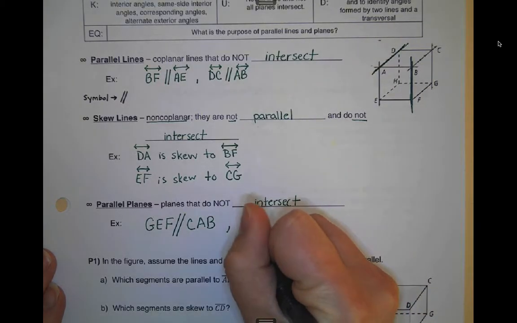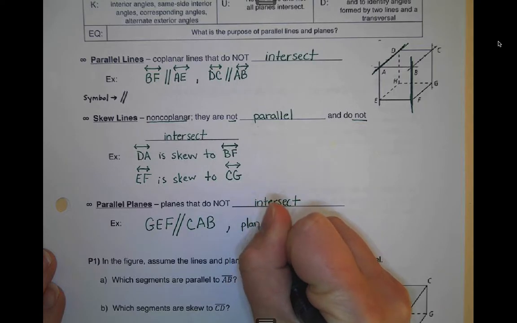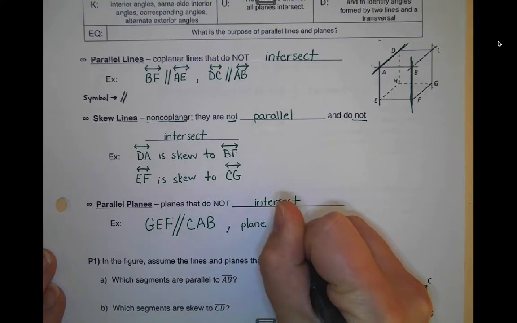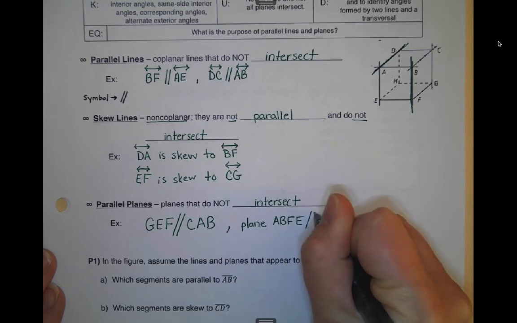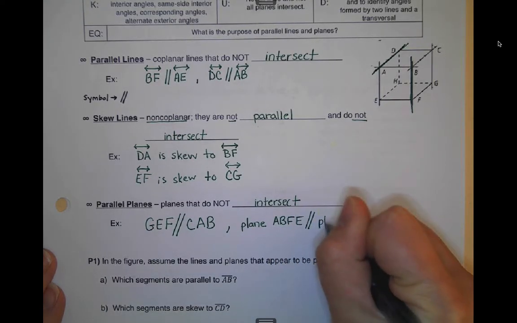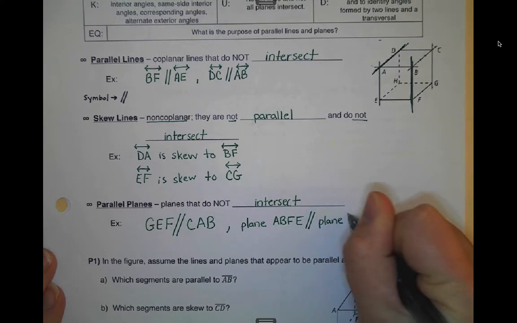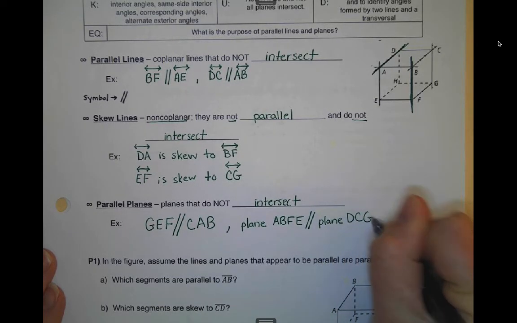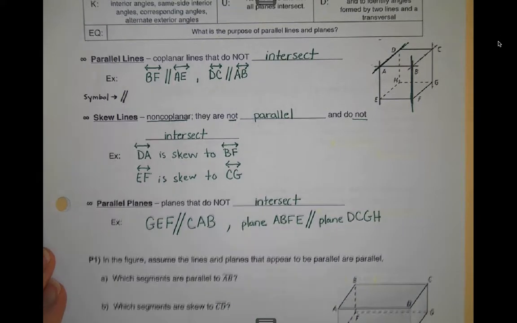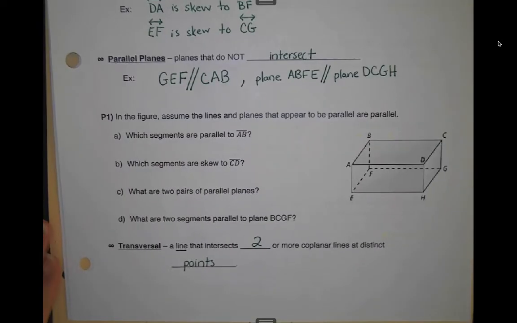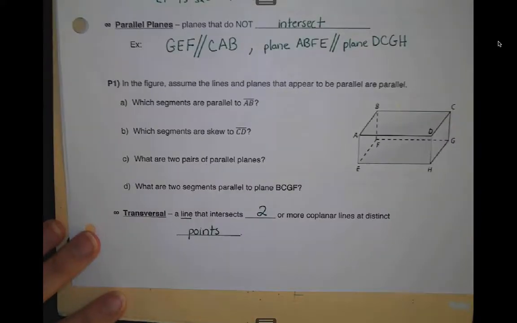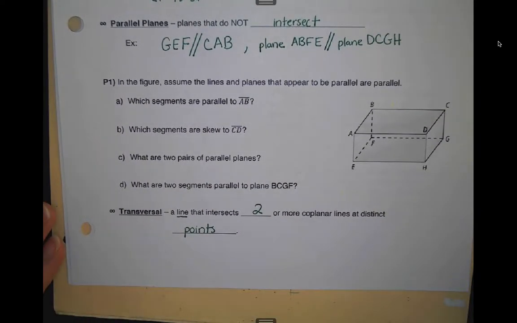I could also name a plane with 4 points. So I could say plane ABFE is parallel to plane DCGH. And again, you could go back to the figure and look at that one. Right, here's an example where we're naming some things that we just defined from up above. So I'm going to move to the bottom of the page here. Right, we'll do example 1.